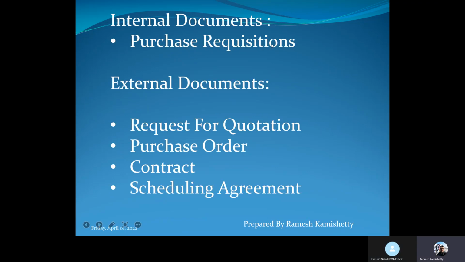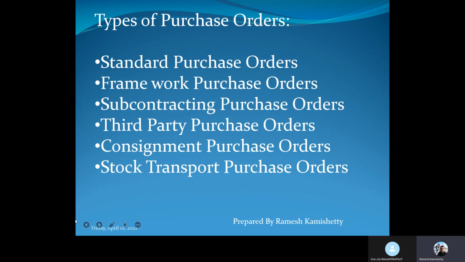So the internal document is the purchase request, and the external documents are the request for quotation, purchase order, contract, and schedule agreement. The RFQ is also an external document; they don't send materials with an RFQ. So a purchase order is required to buy the material. In purchase orders, we have so many types: standard purchase order, framework purchase order, subcontracting purchase order.